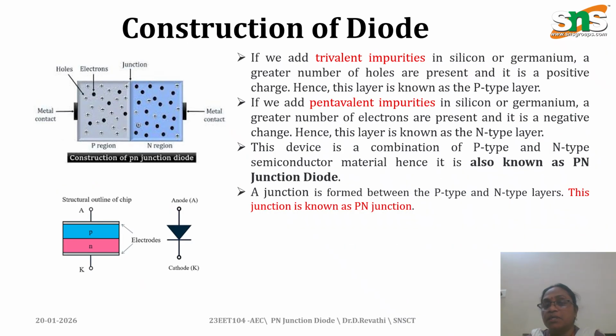Here the trivalent materials give P type, such as gallium. Silicon or germanium is the semiconductor. When trivalent impurities are added, it converts to P type, and when pentavalent impurities are added to germanium or silicon, it changes into N-type material. If we join these two materials, we can construct a PN diode. This is the construction.